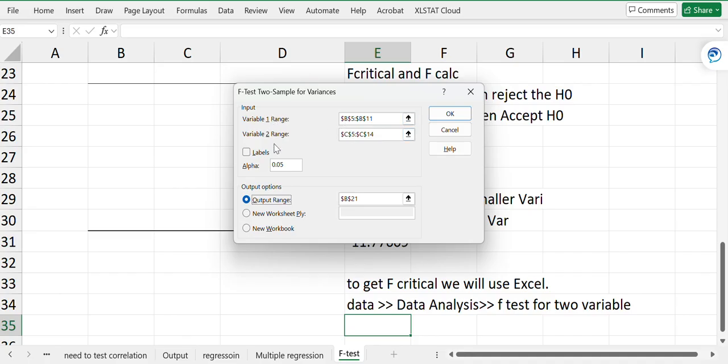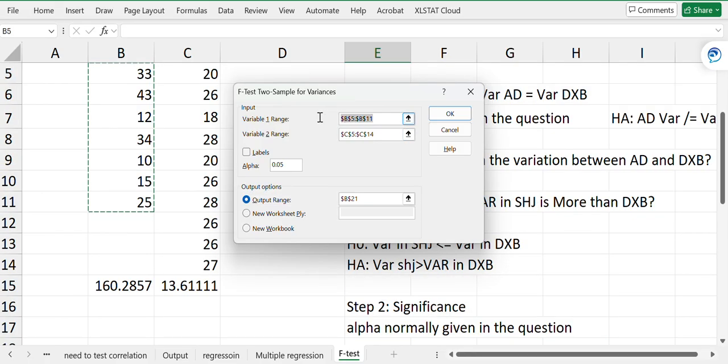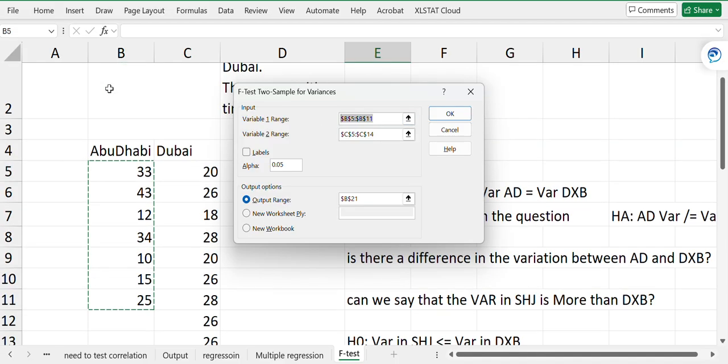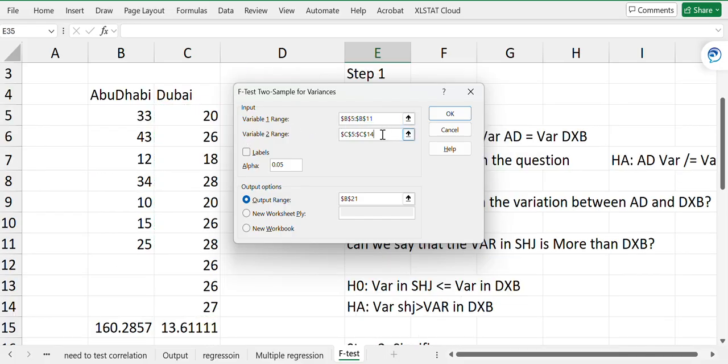I need to select two variables, variable 1 and variable 2. Variable 1 is this data set which has the bigger value. Variable 1 always has the bigger value. Variable 2 always has the smaller value. So I'm selecting variable 1, which is Abu Dhabi. Variable 2 is Dubai because Dubai has the smaller one. You can change the alpha depending on the question. Suppose a question says 10%, 0.1. If the question says 7%, 0.07. So you can change the alpha here.